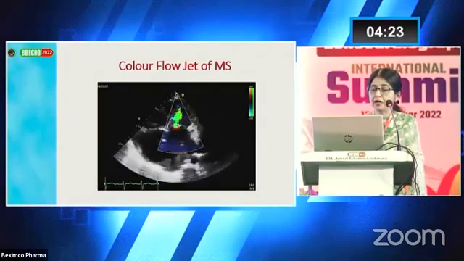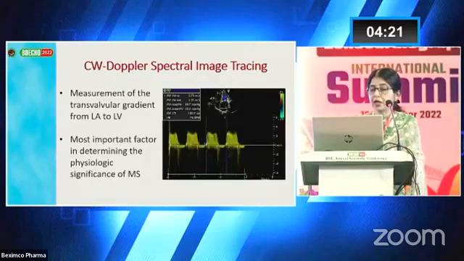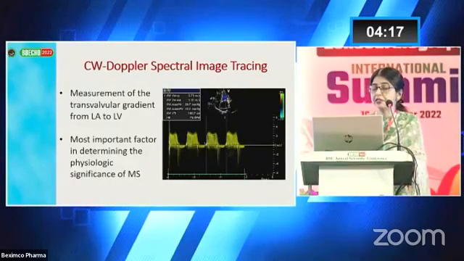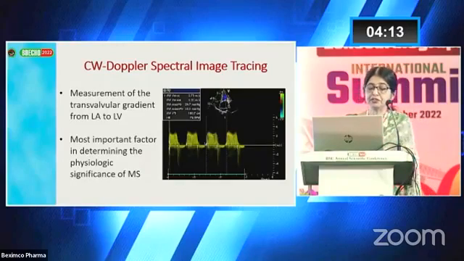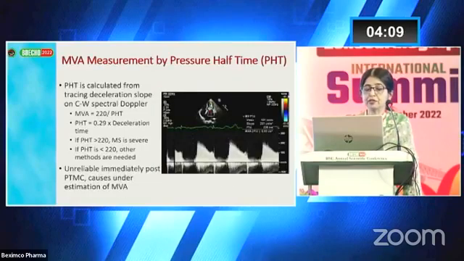Here is an example of color flow jet of MS. Here is the color Doppler spectral image tracing. It is the measurement of transvalvular gradient from left atrium to LV, and this is the most important factor for determining the physiologic significance of MS. Pressure half time is calculated by tracing the deceleration from the early peak transmitral velocity to the point when the peak mitral velocity falls to its half.